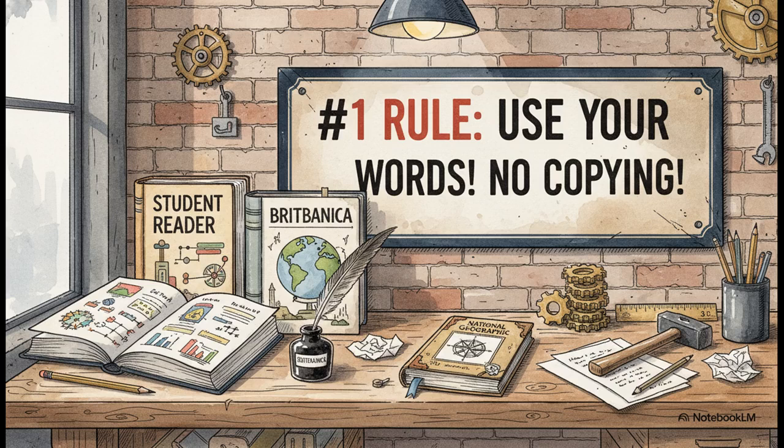Okay, what materials can you use? You've got your Core Knowledge Student Reader, Britannica Kids, and National Geographic. All great sources for facts. But here is the biggest, most important rule of the entire factory. You have to use your own words. No plagiarism, no copying. We want to see what you can build.